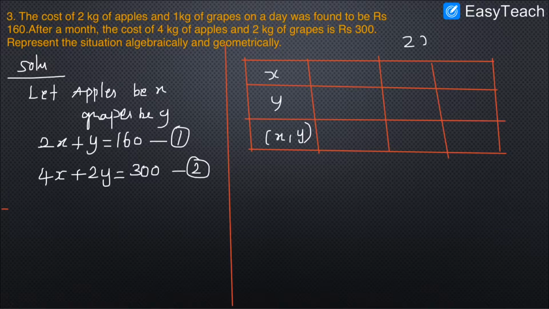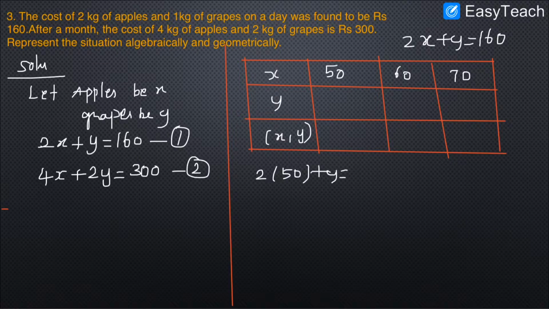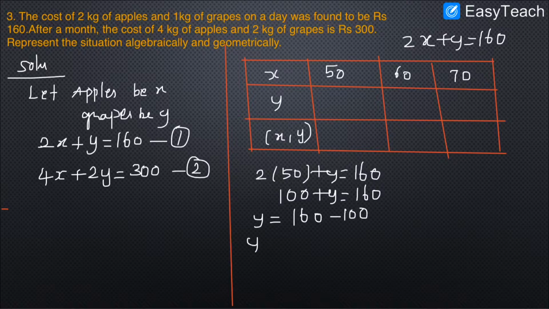The first equation, which is 2x plus y. Let's find out the vertices x comma y. Here I am going to take the values 50, 60, 70. Any value here, but it must be a bigger value. So let's try solving. So 2 into 50 plus y equals 160. 100 plus y equals 160. So y equals 160 minus 100. y equals 60.